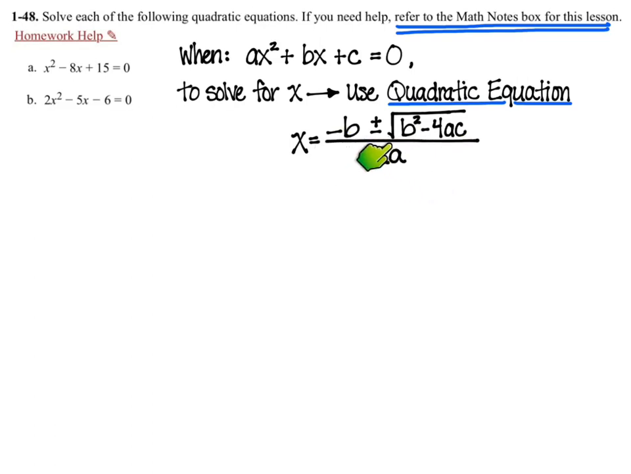Now this is also telling you that a can never be 0. So a can't be 0. These other letters could be 0. B or C could be 0, but a can never be 0. So let's look at that first one.